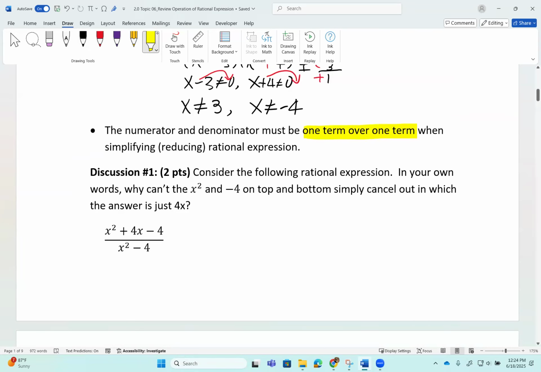Okay, so consider the following rational expression. In your own words, can the x squared and the negative just cancel out, where my answer would just be positive 4x? Well, because the numerator right now has 3 terms and the denominator has 2 terms, they cannot cancel each other out until my numerator and denominator are one term over one term. Okay, before I can cancel things out.